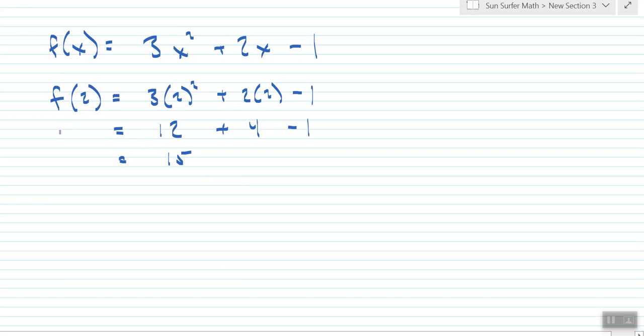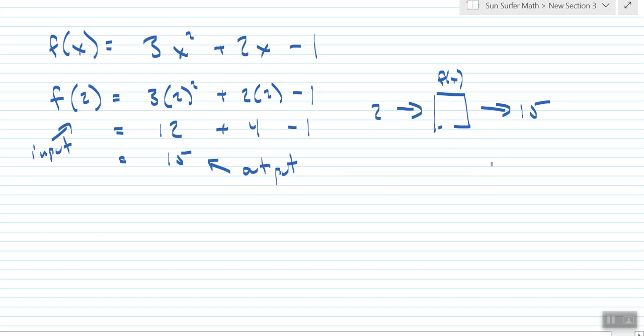2 can also be thought of as the input, and the 15 can be thought of as the output to the function. We put in a 2, we get out a 15. I like to use the function notation. Think of the function as a little box. Here's f of x. We have an input, which is 2, and what we get out of it is a 15.